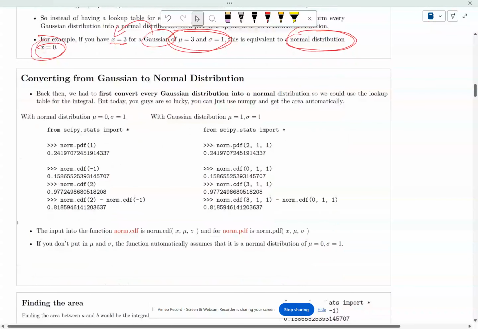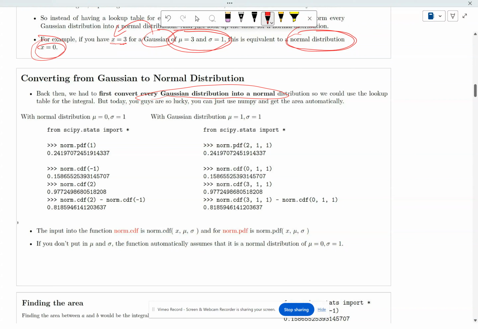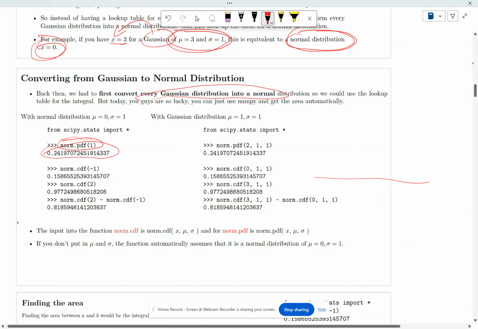So nowadays, we don't have to do that anymore. We don't have to convert every Gaussian distribution into a normal one just to have a lookup table. Instead, you can just use NumPy. To find the x value, you can plug in the x value. This is with a normal distribution, where the mean is 0 and the standard deviation is 1. Now, you just plug in 1, and it automatically gives you that value. It will give you this value.